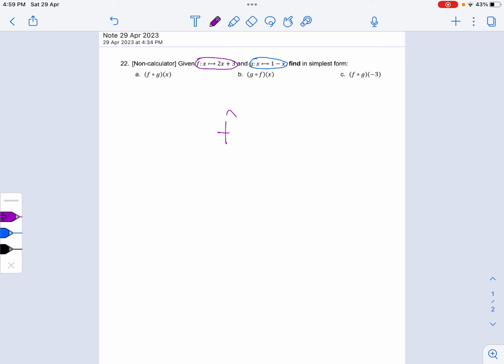So if you have something like f of g of x, make sure to substitute the g of x in and then solve for f of x. And that is how you solve for composite functions.